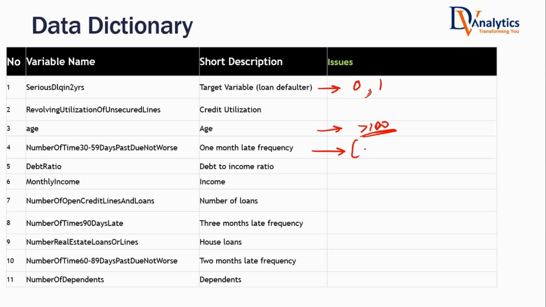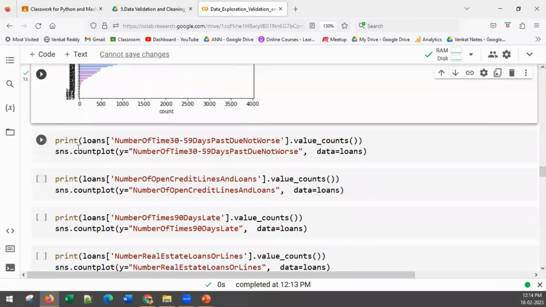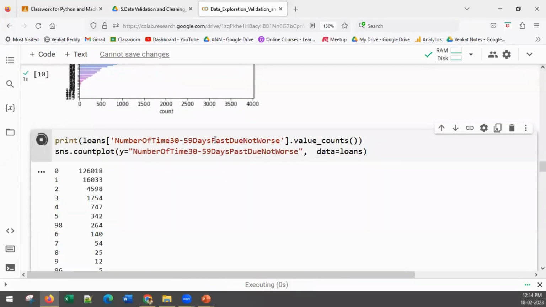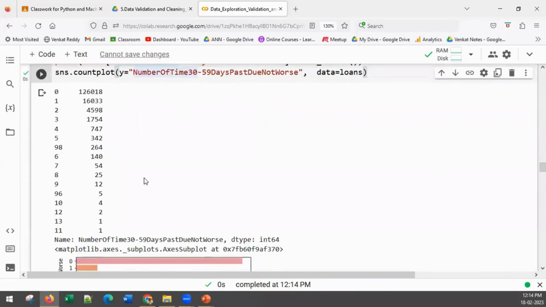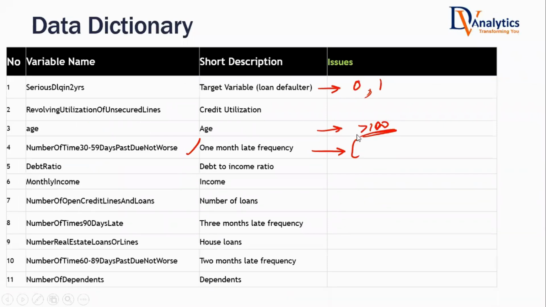What is the minimum and maximum value that 1 month late frequency should take? All of you draw this first. 1 month late frequency, 30 to 59 days past due, not worse. Draw this one. So what's the minimum value that this variable should take ideally? 0. Anything less than 0? Have you found any issues on the lower side? No, sir. What's the maximum value that this variable can take?